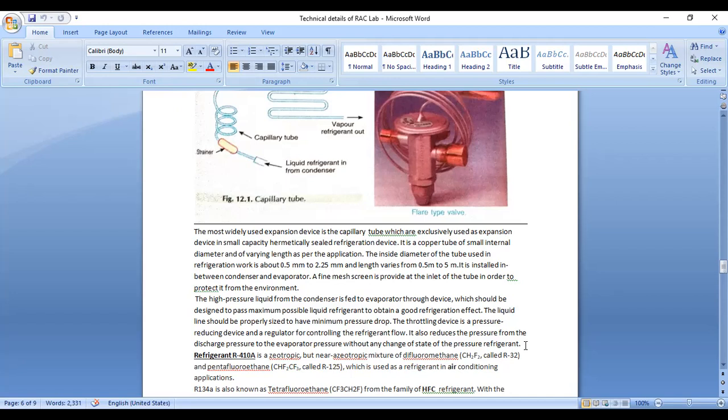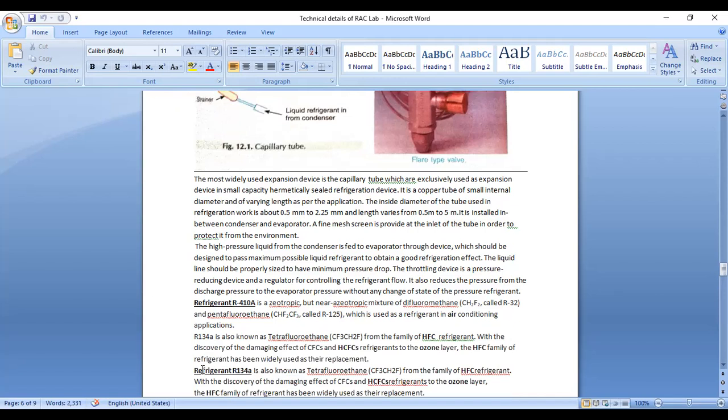Refrigerant R410A is a zeotropic, but near azeotropic, mixture of difluoromethane, CH2F2, called R32, and pentafluoroethane, CF3CF2H, called R125, which is used as a refrigerant in air conditioning applications. R134a is known as tetrafluoroethane, CF3CH2F, from the HFC refrigerant family itself.